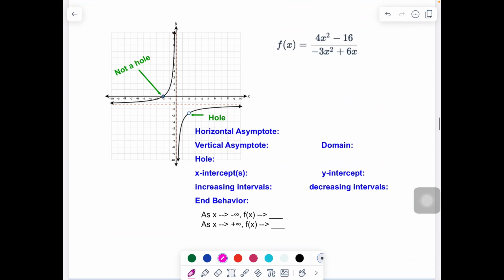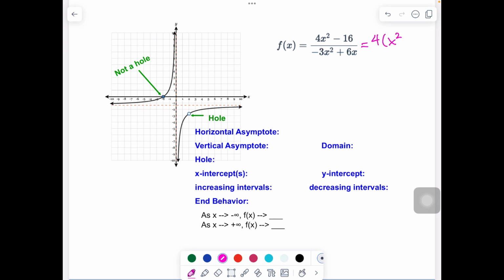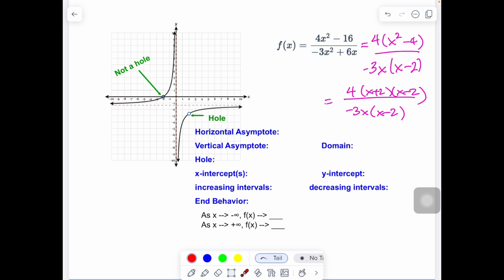New function, but similar setup. So if we factor out the GCF, I'm going to call that a -3. All right, and this can be factored even further. So I factor out the GCF, and then I noticed x minus 4 is a difference of squares, so that's x plus 2, x minus 2, so now I'm left with this.